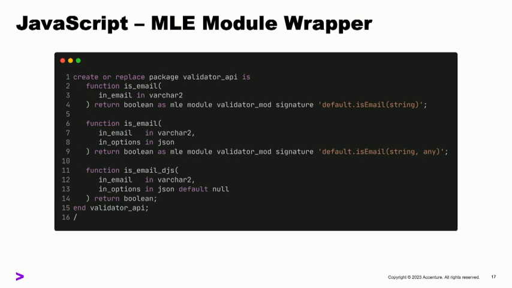So let's look at the sample. This validator has tons of validation functions in it, and one of them is to validate if an email format is valid or not. And there are two signatures.